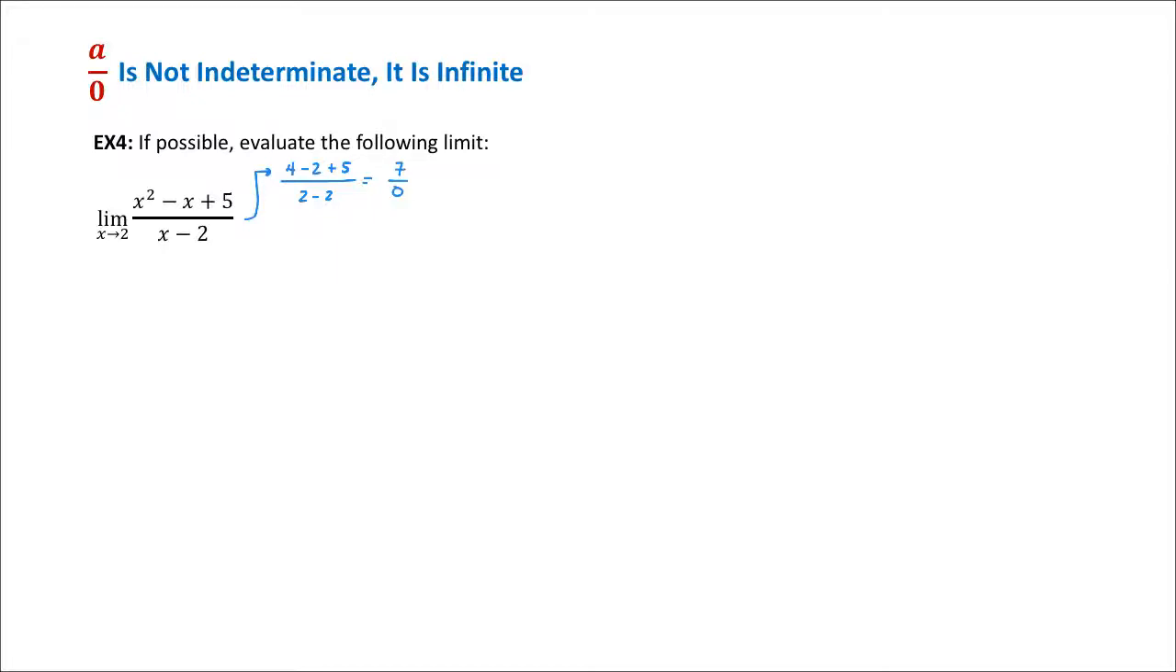And as soon as I see a non-zero over 0, I want you to remember that this is not an indeterminate form. The indeterminate forms were 0 over 0, infinity over infinity, infinity minus infinity, or 0 times infinity. These are the only indeterminate forms for now. But a non-zero over 0 is not an indeterminate form. Just like the title above says here, a non-zero over 0 is an infinite form.